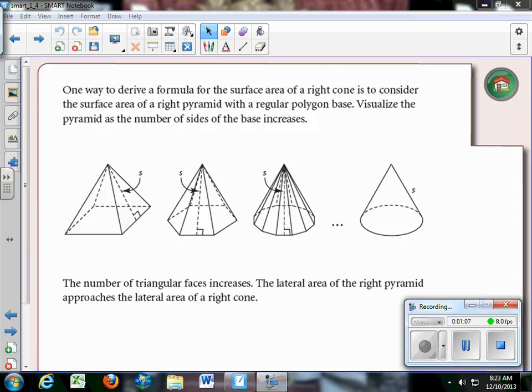All right, so in the next slide, we're going to look at how you actually derive the formula for surface area of a right cone. You can see in the first diagram, they go from a pyramid, and then they start adding smaller triangles to the sides. So eventually, by the third diagram, it gets closer and closer to the cone, and then by the fourth diagram, we have what is a cone. So as the number of triangular faces increases, the lateral area of the right pyramid approaches the lateral area of a right cone. So this is how we can develop the formula.